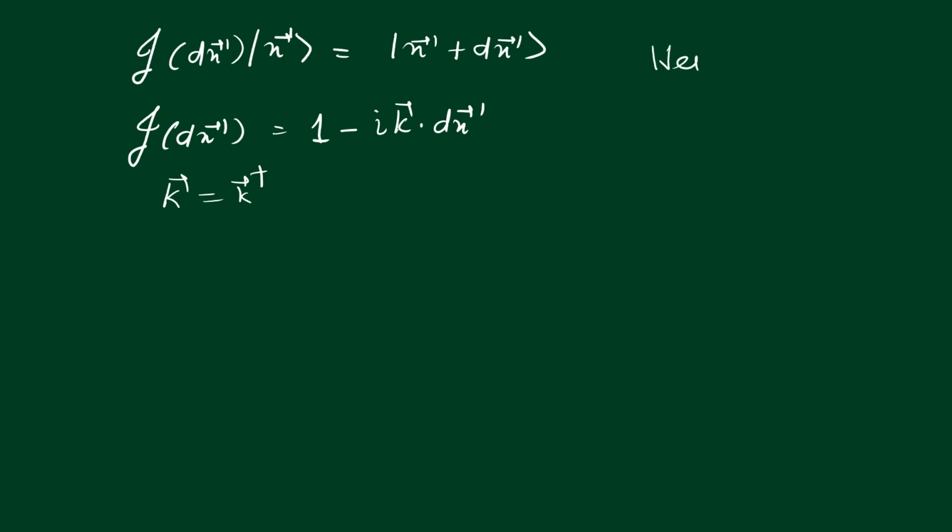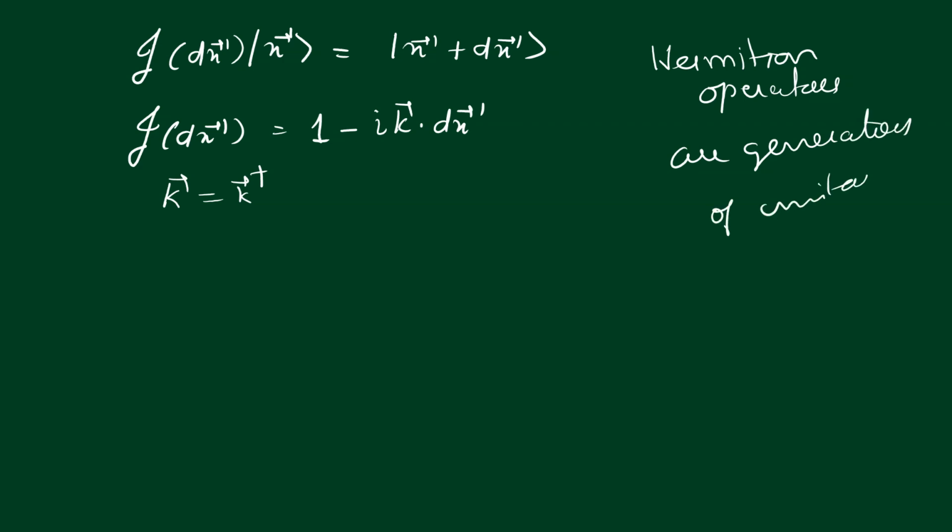So we can say that Hermitian operators are generators of unitary transformations. So we want to have a Hermitian operator here. That's why we write it in this form. Now we found the commutator relations, x_i with k_j is equal to i delta_ij.